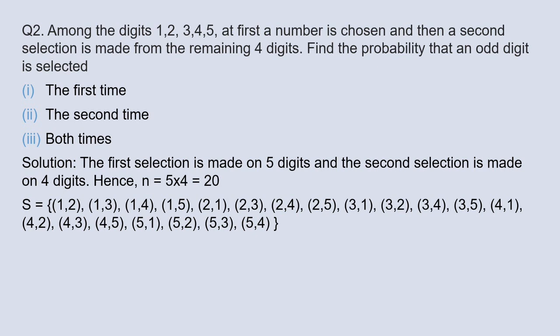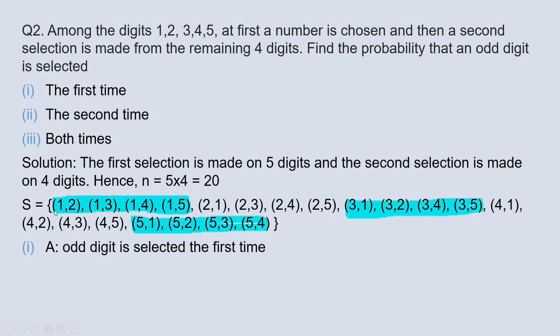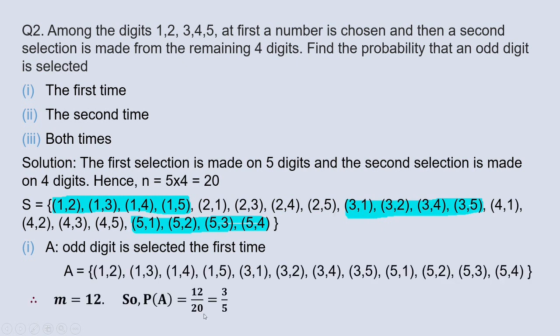Okay. Now let us define event A as selecting an odd digit the first time. So what are the odd digits out of these 5 digits? 1, 2, 3, 4, 5. The odd ones are 1, 3 and 5. So if an odd digit is to be selected the first time, then we will have these combinations. See, in these combinations, all the first digits are odd. Here 1, here 3, here 5. So A will take all these values so that m is equal to 12 and probability of A is 3 by 5.